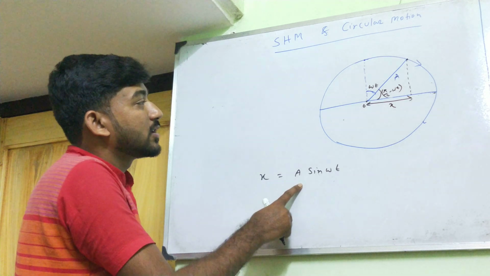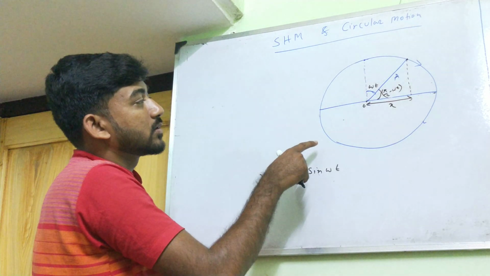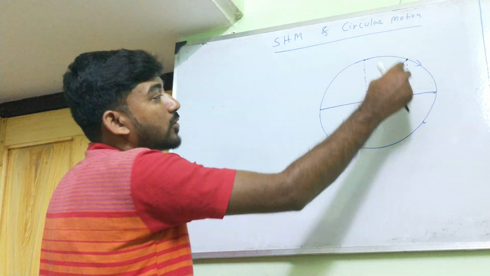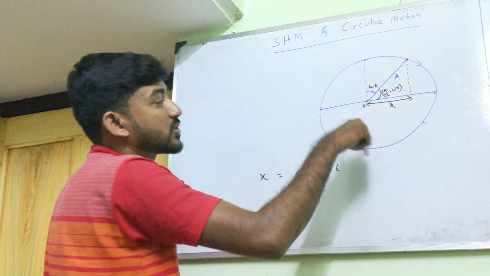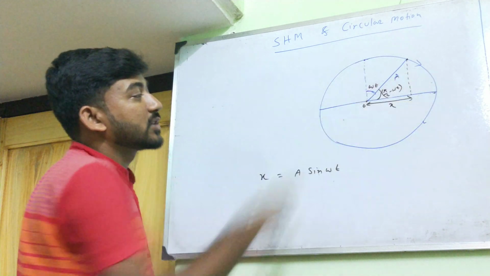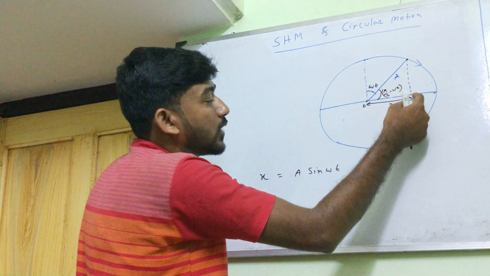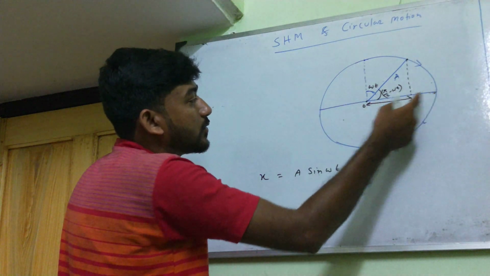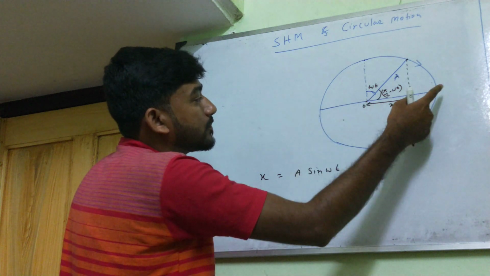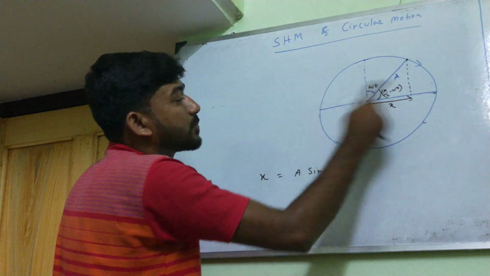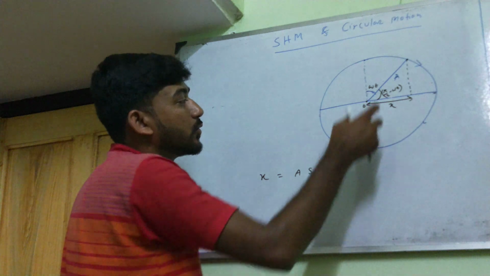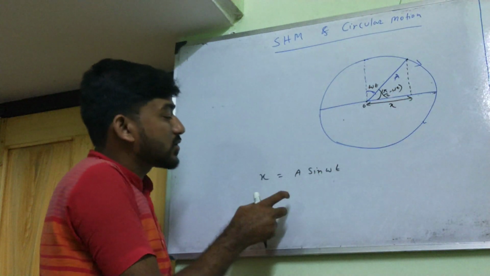But here, using the simple trick that the projection of the particle which is executing circular motion is actually the SHM along the diameter, if we derive all the formulas involving this particle going from this point to this point and back along the diameter, we will get all the results of the SHM.